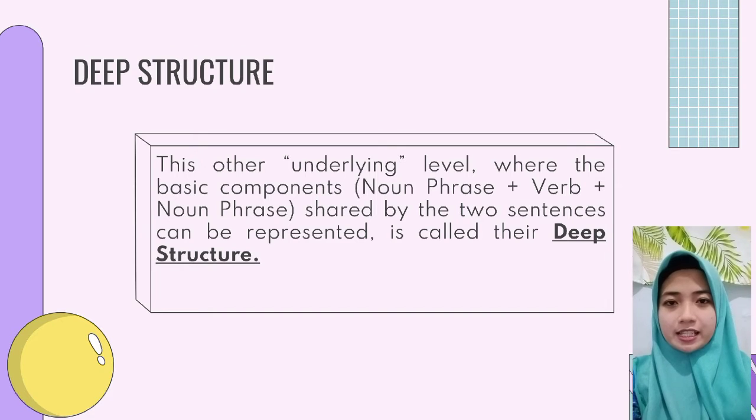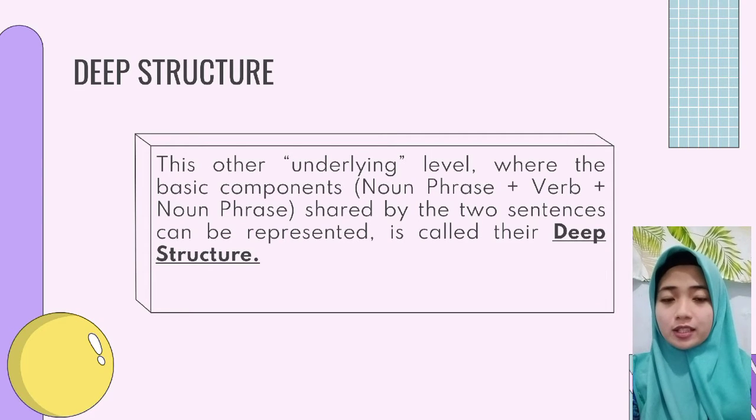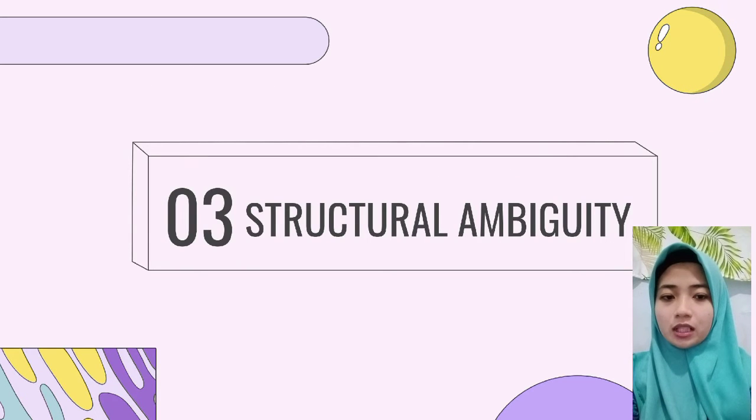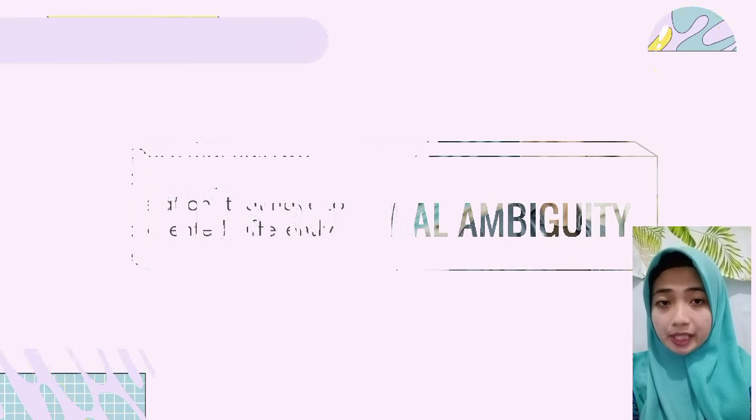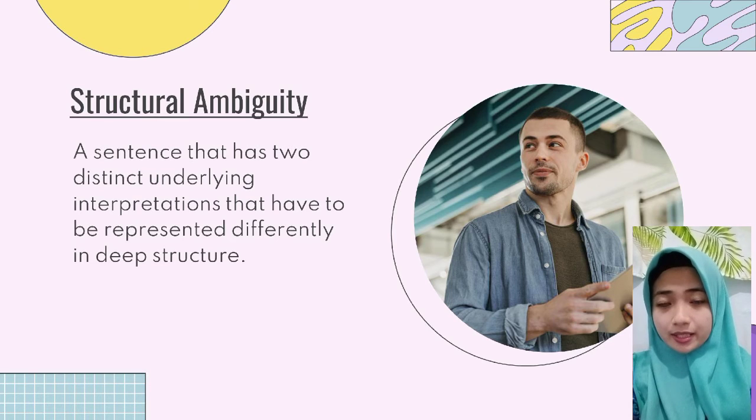Next is deep structure. This other underlying level, where the basic components, noun phrase plus verb plus noun phrase, shared by the two sentences can be represented, is called their deep structure. The deep structure is an abstract level of structural organization in which all the elements determining structural interpretation are represented.